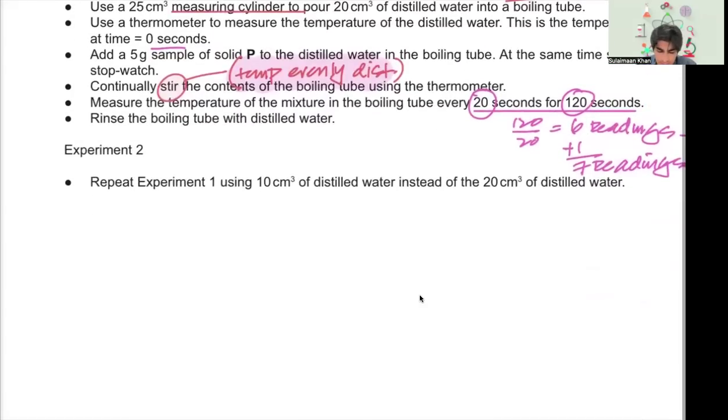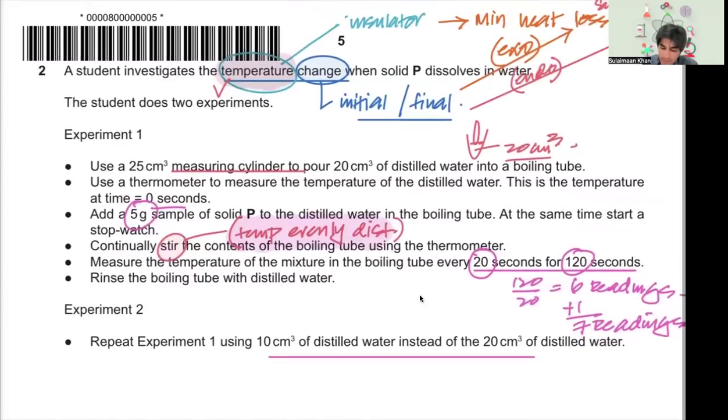Now he's saying repeat experiment 1 using 10 cm cube of distilled water instead of 20 cm cube. Is he changing solid P or not? Why 7? Because he took the first reading at time equals 0. So this was the first reading, and then every 20 seconds: 20, the second reading, 40, the third, 60, 80, 100, 120. That's why: 6 of these and 1 initially.